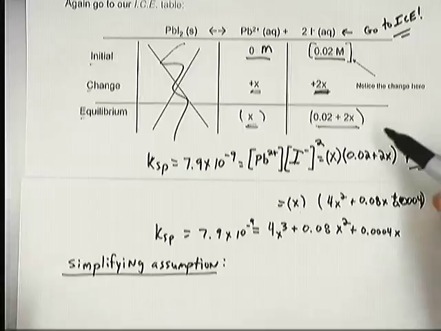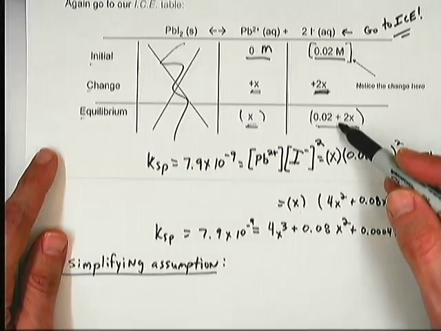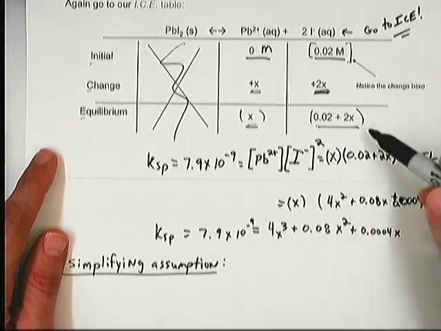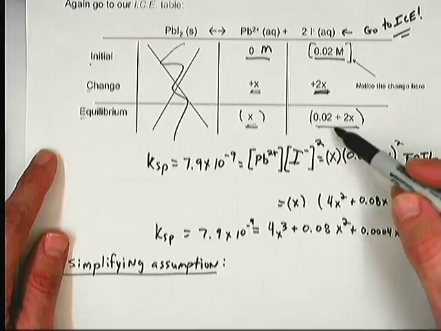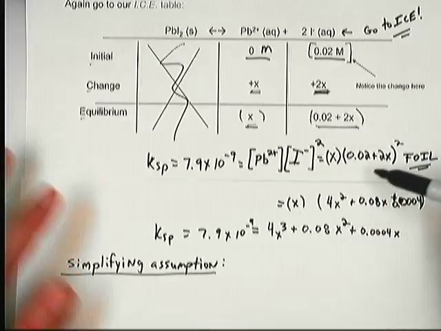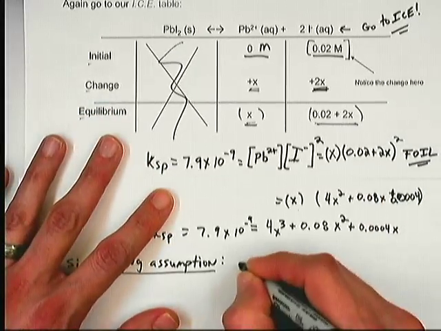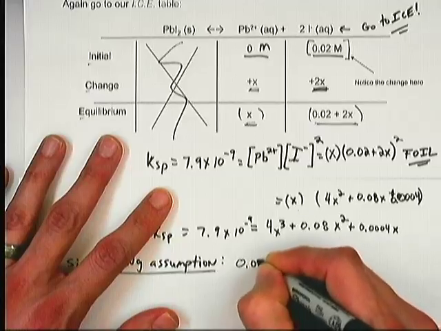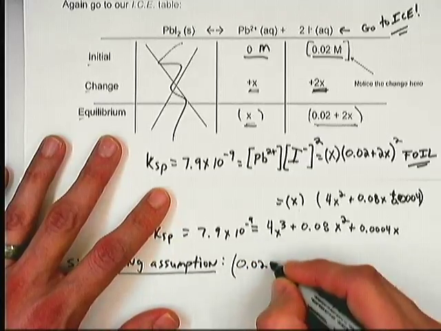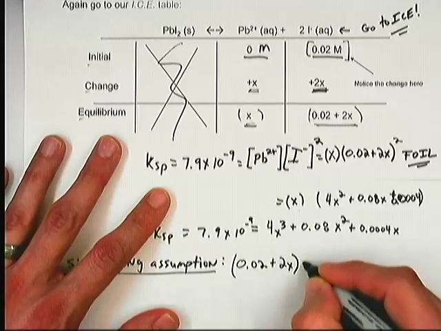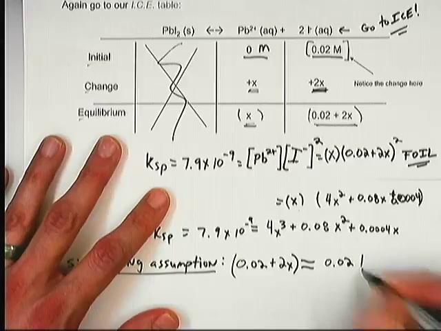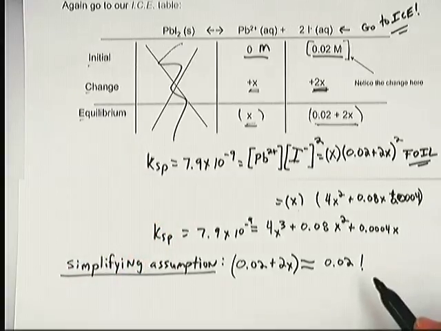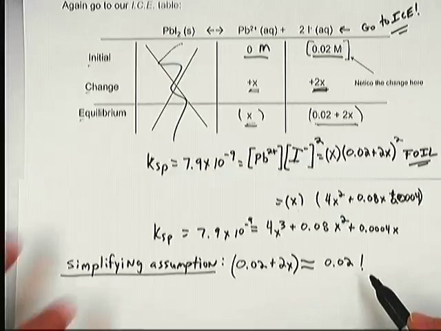So if that's the case, maybe this 2x that I tack on here, or maybe subtract, it could be subtract as well, okay? Same business. Maybe that 2x is just not all that significant. And if that's the case, maybe I could make an assumption that 0.02 plus 2x is approximately equal to 0.02. So that's the assumption I'm going to make here. Now why does that matter?